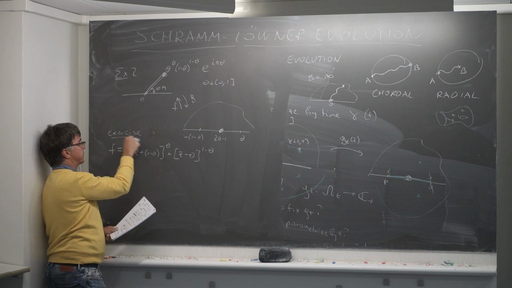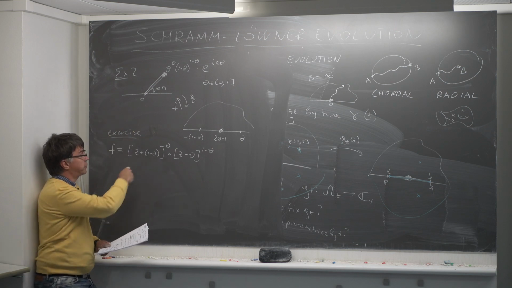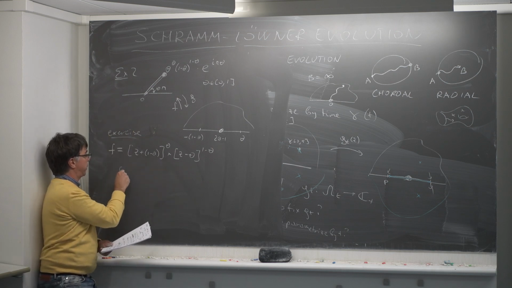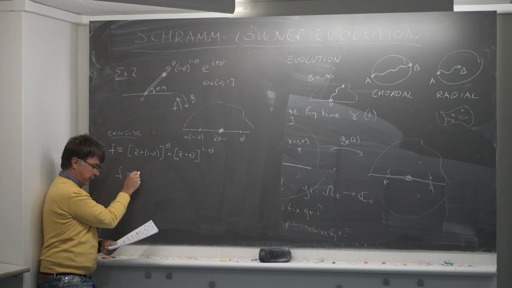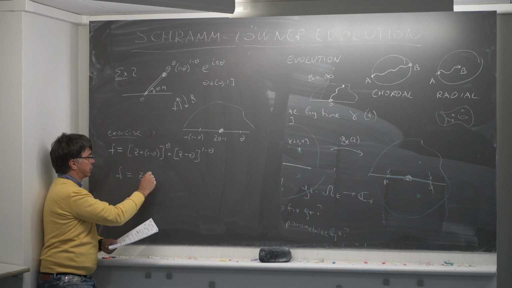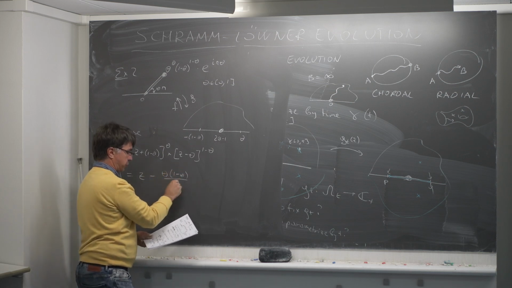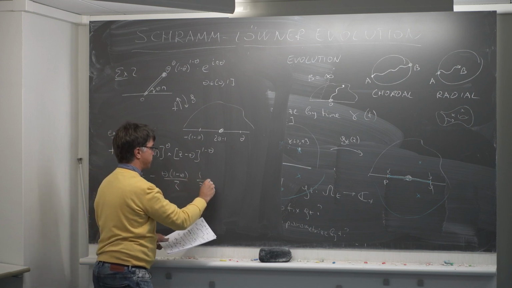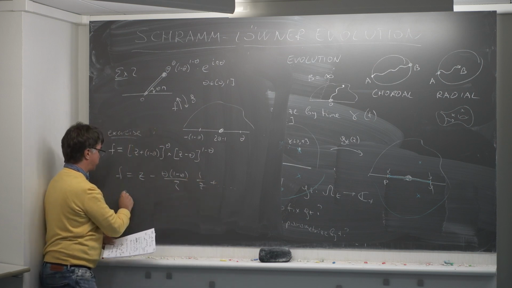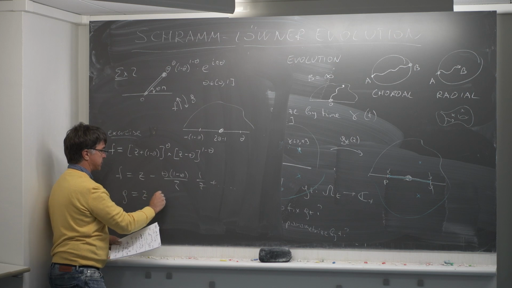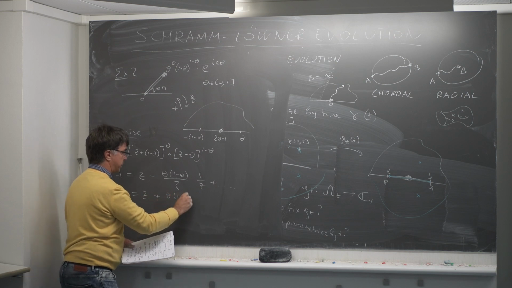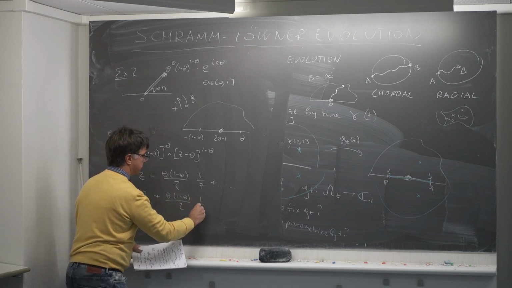So this is an exercise to be discussed in the exercise session. And that already you can expand. If you expand, you get that f is approximately z minus theta(1 minus theta)/2 times 1 over z plus so on. And then g is equal to z plus theta(1 minus theta)/2 times 1 over z.